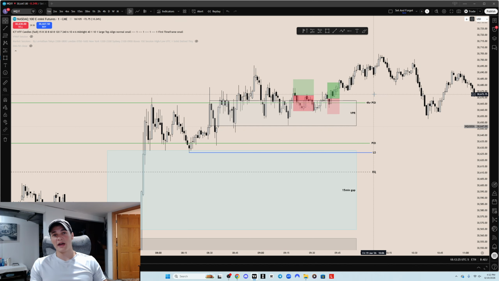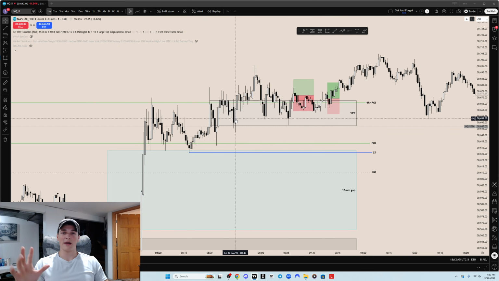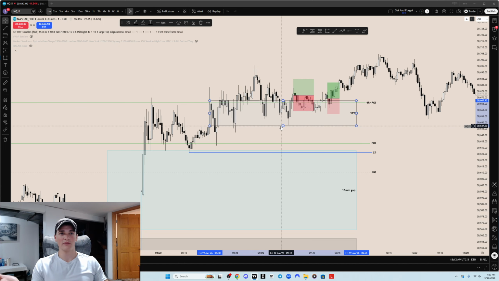And the reason why mine is different is because I'm not waiting for a break out of the high or the low of the first 15-minute range. I am solely just using the first 15 minutes and creating a zone with the volume profile range. I'm not going to care if it breaks the high or the low. I'm just going to use it as a zone.